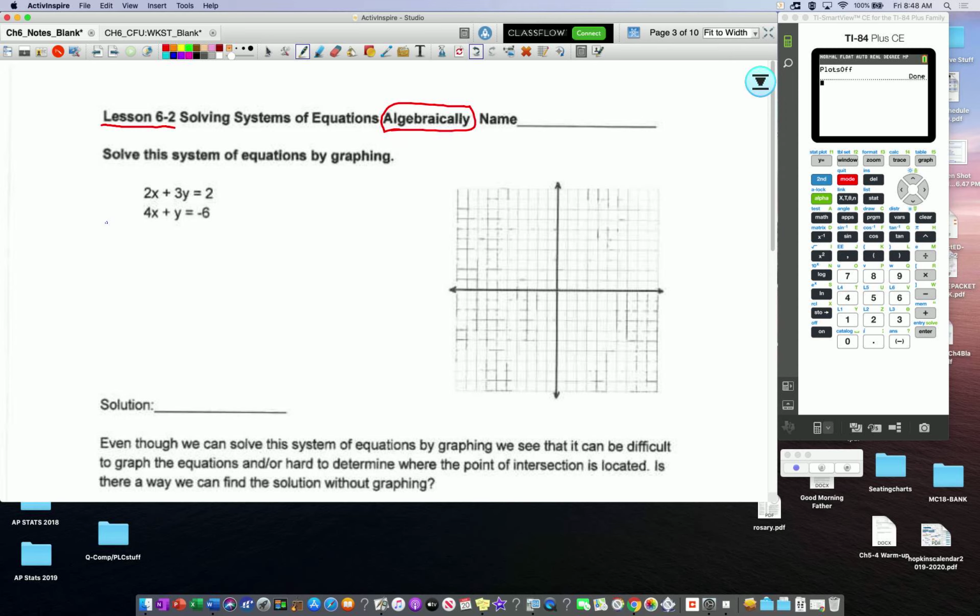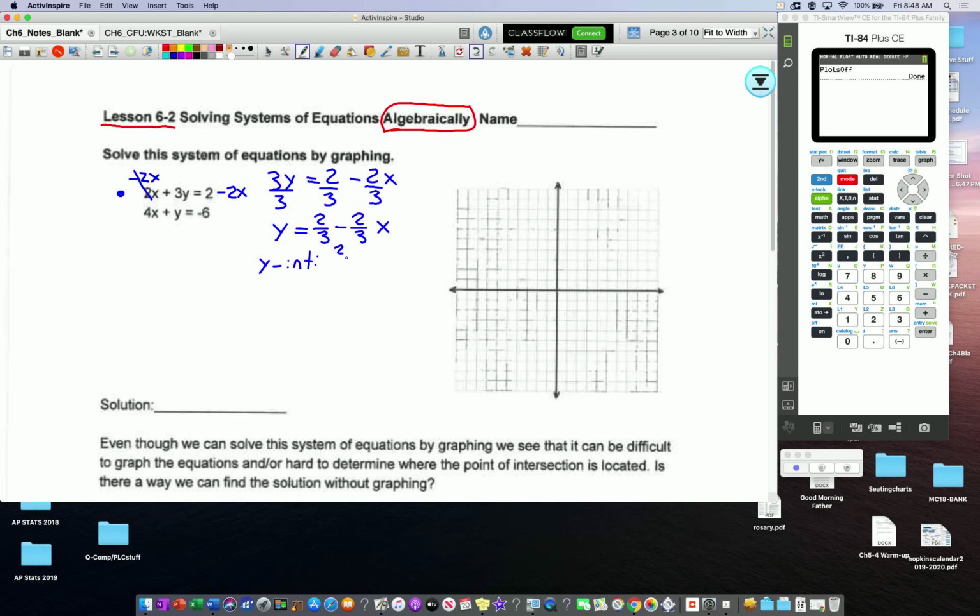So let's take a look at this one here and just look at how graphing can be a little bit more difficult. On this one it says 2x plus 3y equals 2. The first step is, again, we got to get y by itself. So I subtract 2x from both sides. So I have 3y equals 2 minus 2x. Then divide everything by 3. So now I have y equals, look at this, 2/3 minus 2/3 x. Now all of a sudden I'm starting to get fractions.